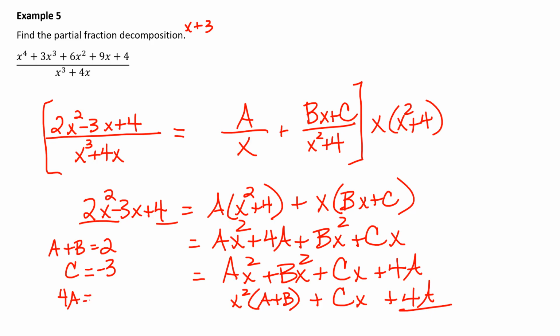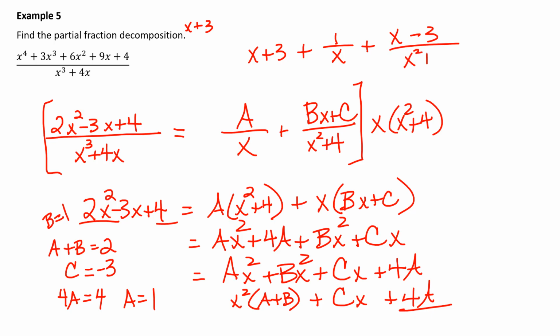So 4A is 4, which means that A is 1. We already know C is negative 3. And since A is 1, B must also be 1, because 1 plus 1 is 2. So our final answer will be, we'll start with the whole number part we got at the very beginning of the problem, x plus 3. And now we'll add the part that is the decomposition, which is A over x, which is 1 over x, and then (Bx plus C) over (x squared plus 4), (x minus 3) over (x squared plus 4).